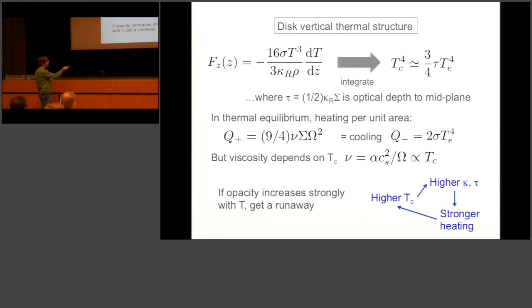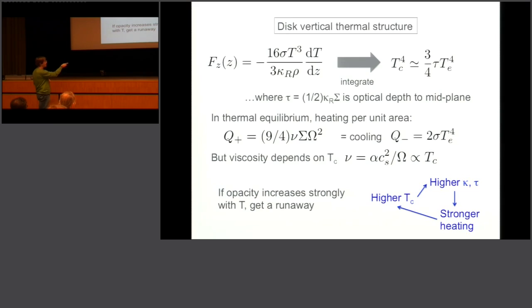The cooling depends on the effective temperature. The heating here depends on ν, and the viscosity depends on the central temperature in the disk, because the central part of the disk is where most of the mass is, and in this model, therefore, the turbulence would be generating the energy. So the viscosity depends on the central temperature. ν is α c_s² over Ω, and the sound speed squared here is reflecting the central temperature conditions in the disk.